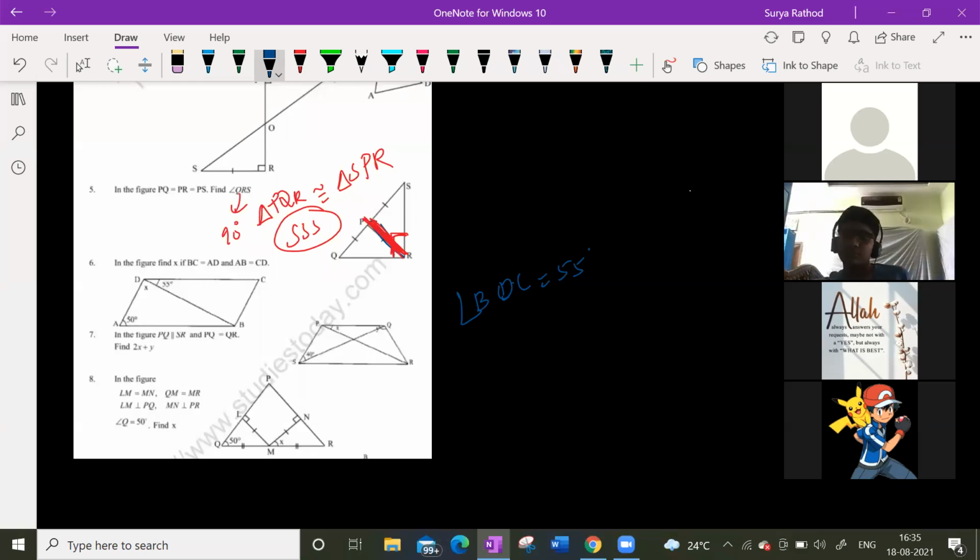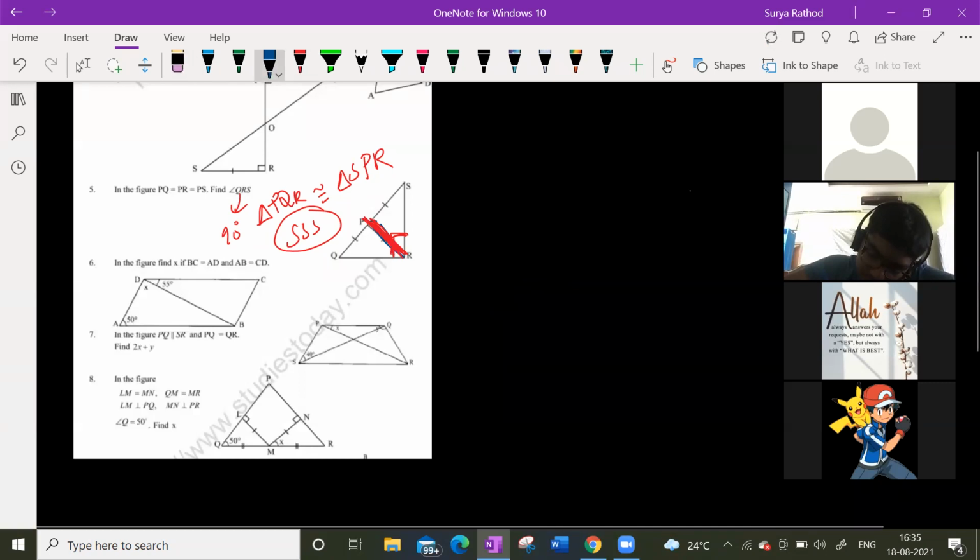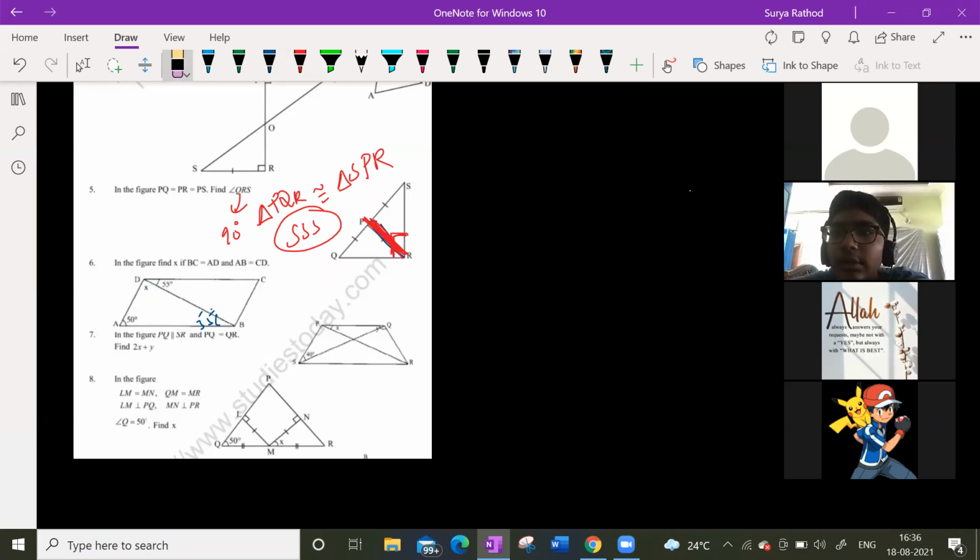Alternate interior angles. You must say that by using alternate interior angles. So this will be 55. This is 55, means how much? 105. This will be 75 degrees, isn't it? Yes or no? Yes, sir. Means the other side of B will also be 75, right? Of course. Yes. See here, by using that, this will be 75 degrees now.